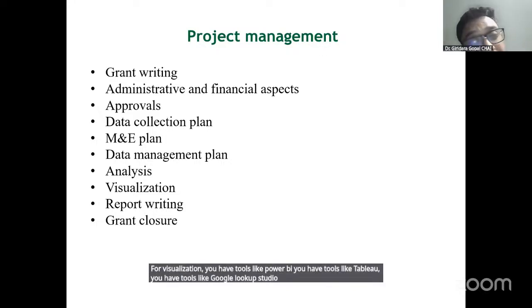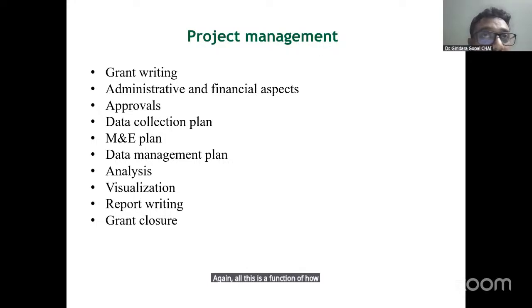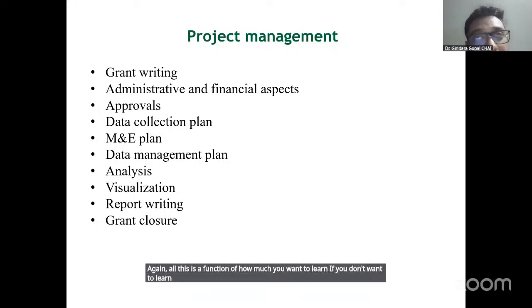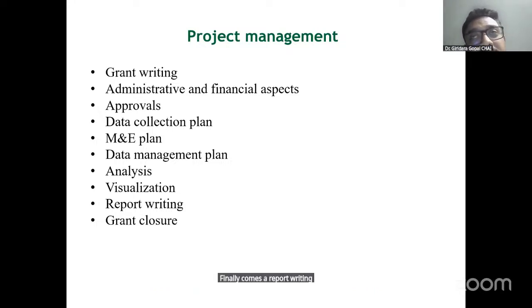You also have the simple basic Excel and PowerPoint slides. You could also work with simple visualization from Stata, SAS, and R, ggplot as well. Again, all this is a function of how much you want to learn. If you don't want to learn, yes, you could skip completely, but you could probably hire someone who knows it. That's completely your choice.